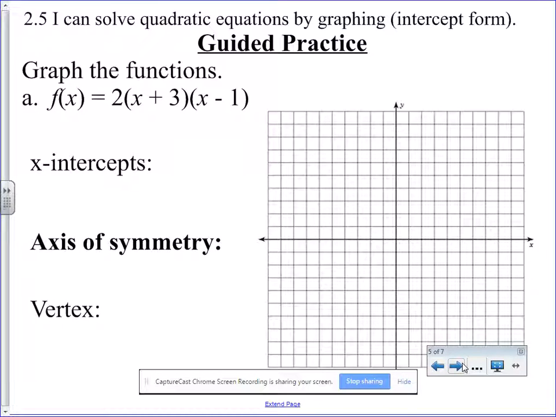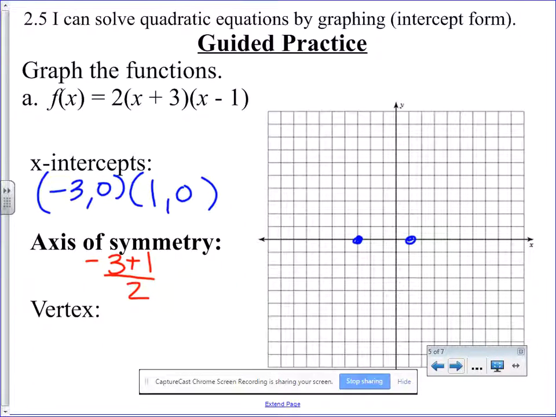All right. Here we go. First step, find our x-intercepts. We're going to change those x values. It's going to become negative 3, 0, and positive 1, 0. Negative 3, 1. Take those values, add them, divide by 2. That gives me negative 2 over 2, which is negative 1.